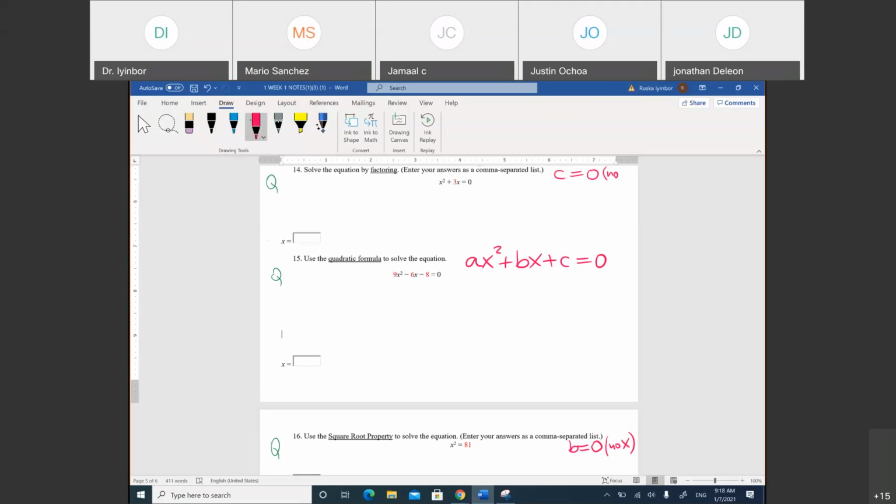And remember the hashtag means number in math. Okay, then you're going to use the factoring method. Okay, any questions so far?